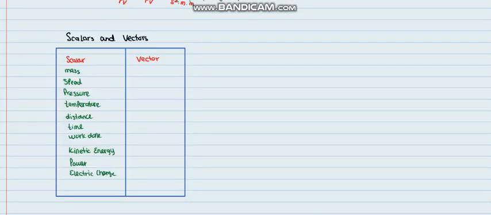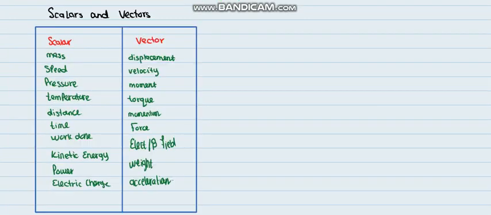So our next topic is scalars and vectors. First, scalars: mass, speed, pressure, temperature, distance, time, work done, kinetic energy, power, electric charge, all are scalar quantities. Now vectors are displacement, velocity, moment, torque, momentum, force, electric and magnetic field, weight, and acceleration.